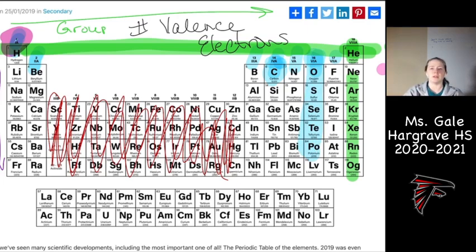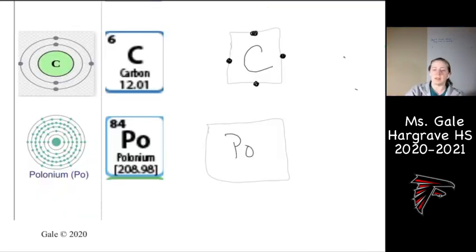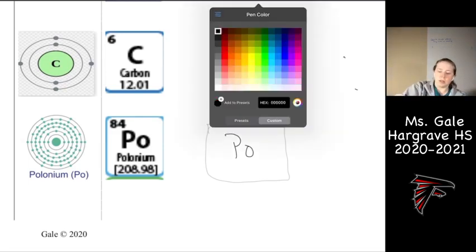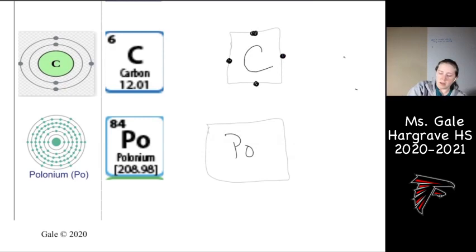How many valence electrons? Do you say 6? Let's try it out. So it's 1, 2, 3, 4, 5, 6. 1, 2, 3, 4, 5, 6. Yes, I can count tonight. Woohoo! So 6 valence electrons.